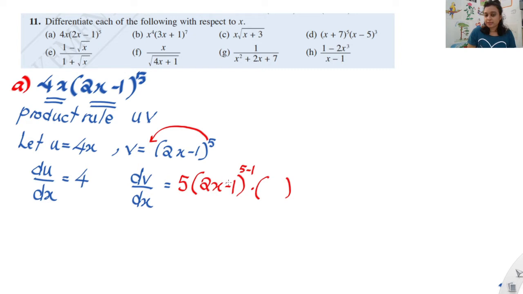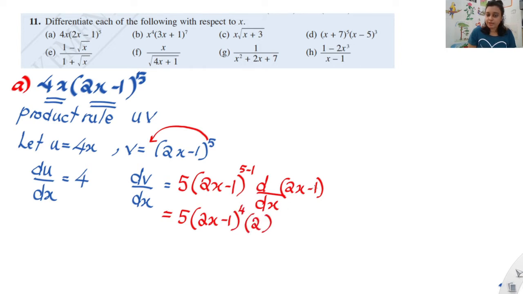What do we get? Maybe I can write it this way for you so that you can see how teacher is doing this, because once you get this ready, you can do all kinds of chain rule easily. You don't have to always apply the chain rule. Teacher differentiates the one in the bracket, so when you differentiate this, you will get 5 times (2x minus 1) to the power of 4. Here you will get 2.